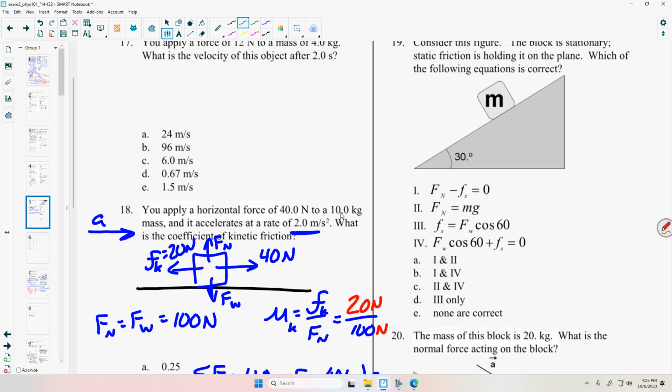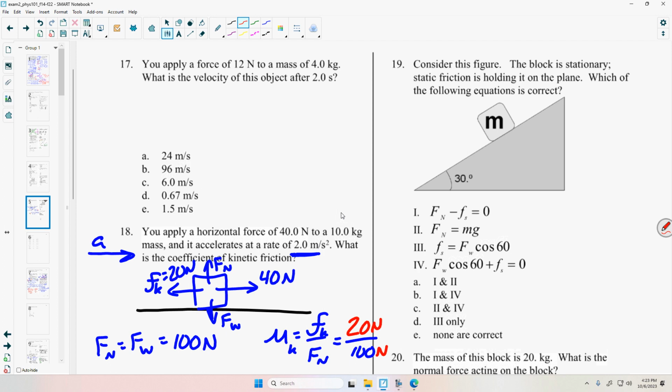I want to try this problem too, number 19, while we're here. We did one of these in class today, but let's just take a look at this one. It's similar, and we'll do 17 as well, because you'll see one of those on the exam. So here the block is stationary. That means static friction is holding up the block. Which of the following equations is true?